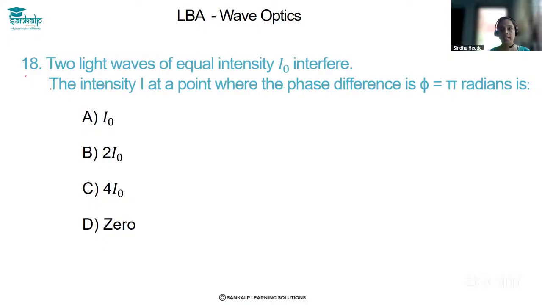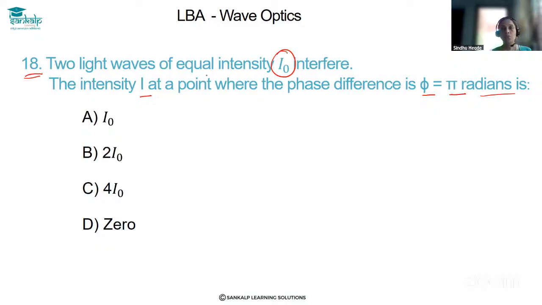Let us see question number 18. Two light waves of equal intensity I naught interfere. The intensity I at a point where the phase difference is pi radians is. Option A I naught, option B 2 I naught, option C 4 I naught and option D 0.